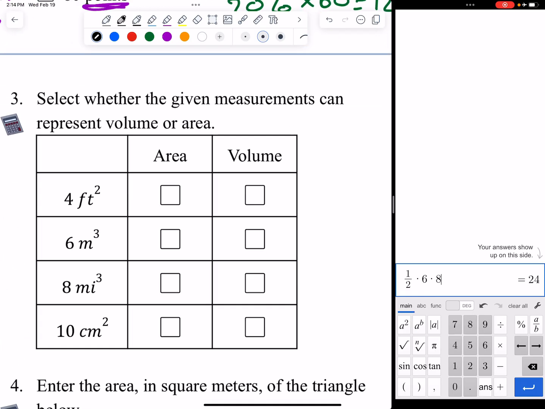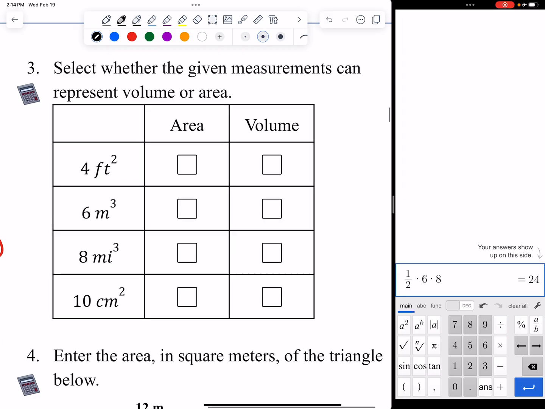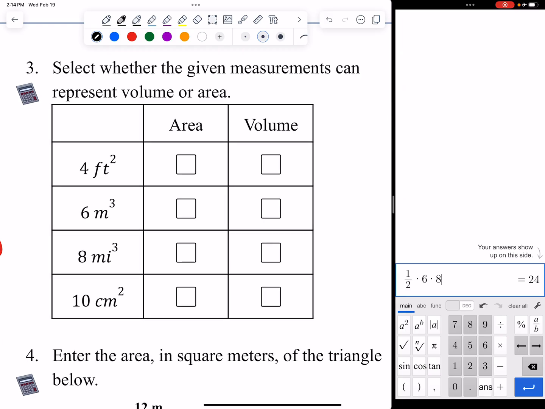Okay, number 3. Select whether the given measurements represent volume or area. So let me think about this here. If I talk about area, that is 2-dimensional. So think about a square, right? A square is length times width. And if I think about volume, volume is 3D because I'm going to start with a square, but I can make it 3D by adding a third dimension, where it is length times width, but now it's times height.